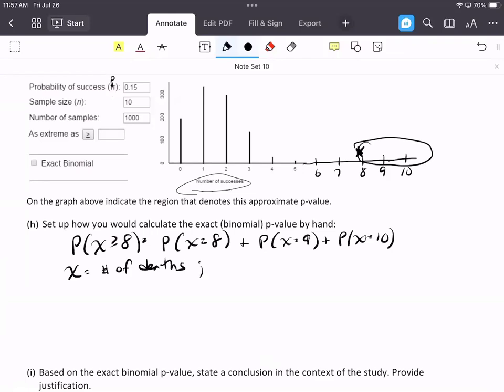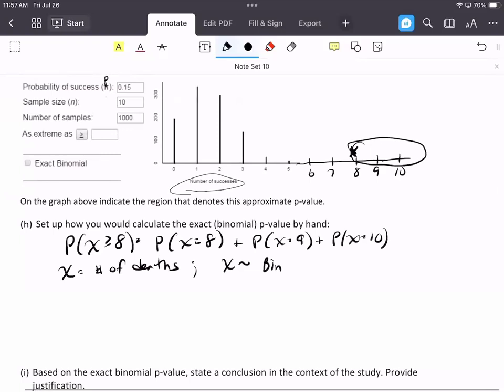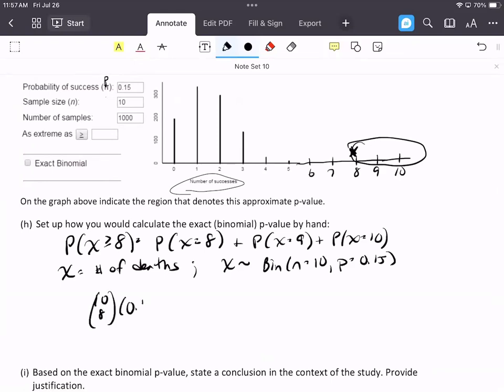And we can model this by using the binomial. Why can we model the null under the binomial? Because remember, there's a success and failure. There are only 2 options. The probability does not change from case to case. So it's binomial. So we could do 10 choose 8 times 0.15 to the 8th. And hopefully this looks familiar. We did this recently. And then we would just keep going on.